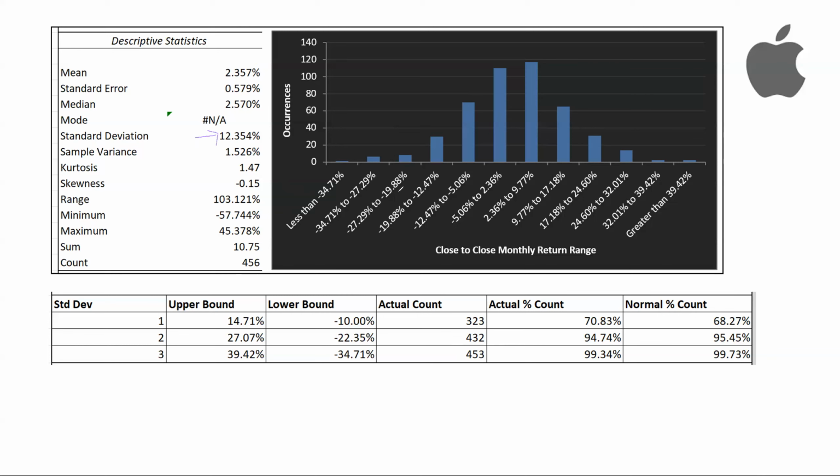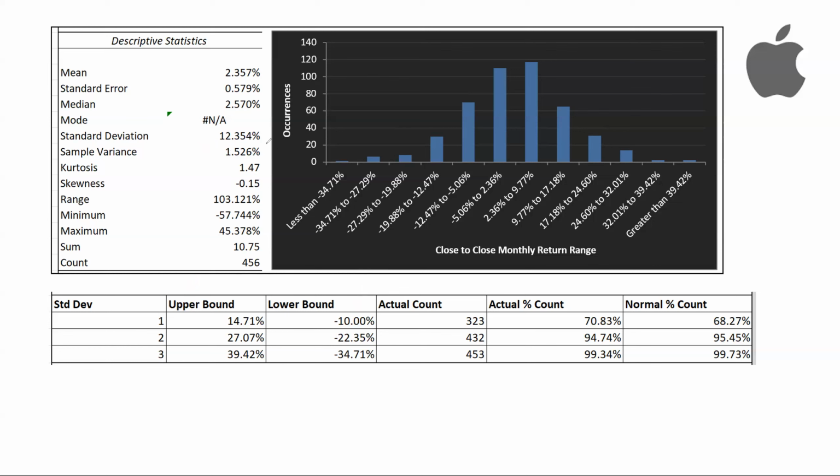12.34%. Meaning on average, Apple, every month, will move about 2.357% plus your standard deviation. If you do that, you will get the upper bound. And if you minus the standard deviation, you will get the lower bound, okay? So we actually look at the standard deviation number.